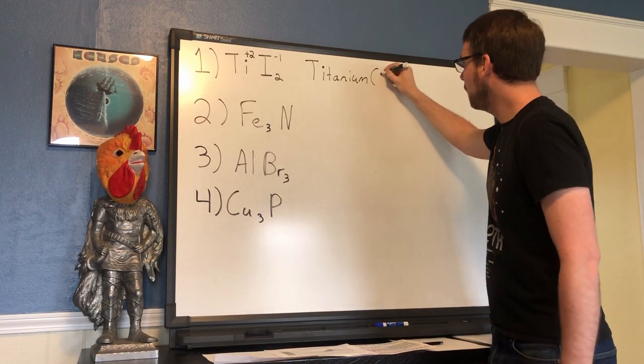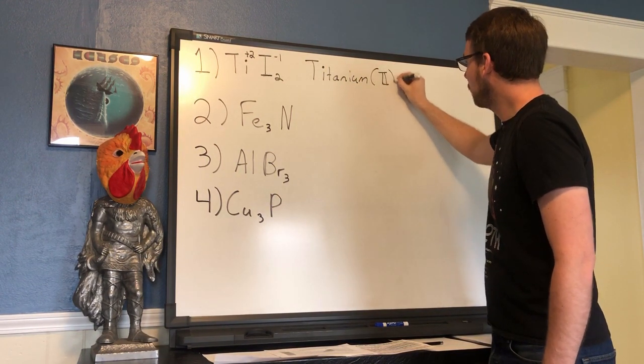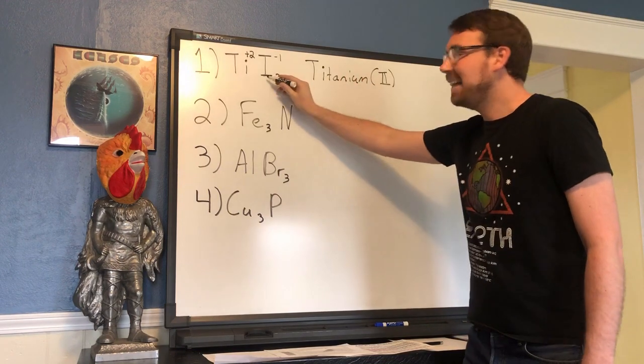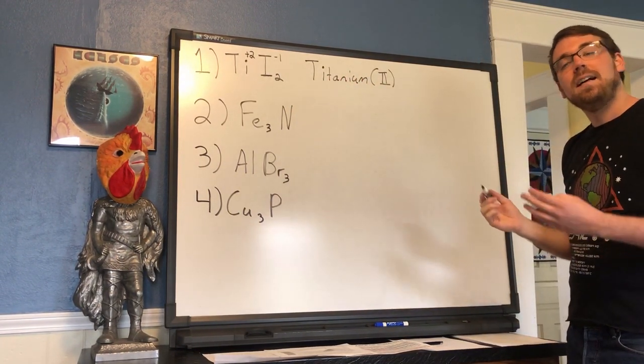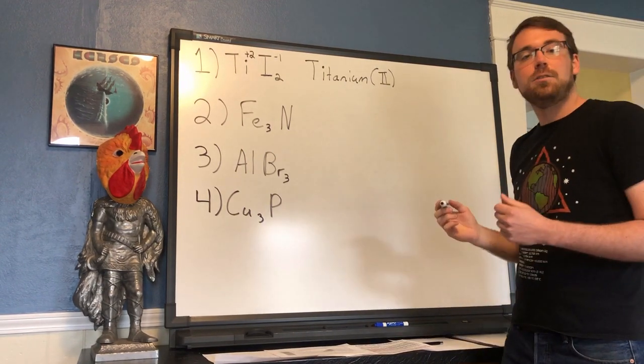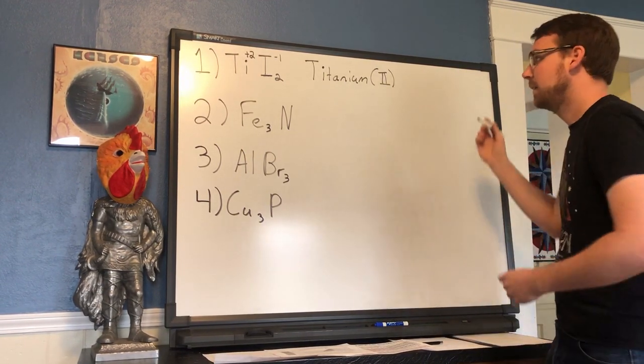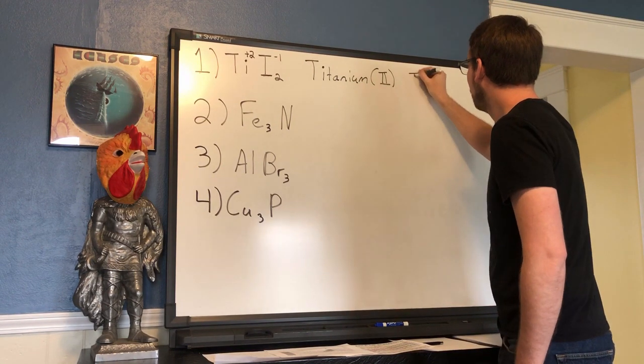So we have titanium, Roman numeral 2, then iodine is changed to iodide. All of the non-metal anions, the ending is going to change to "ide." So we have iodide.